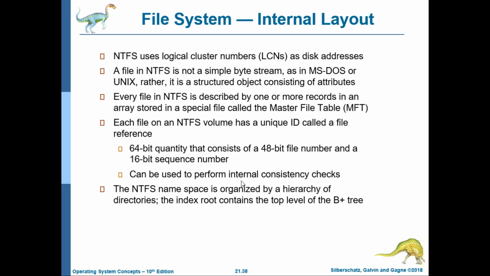Each file on an NTFS volume has a unique ID called a file reference. It is a 64-bit quantity that consists of a 48-bit file number and a 16-bit sequence number. The file reference can be used to perform internal consistency checks for the file. The NTFS namespace is organized by a hierarchy of directories. The index root contains the top level of the B+ tree.